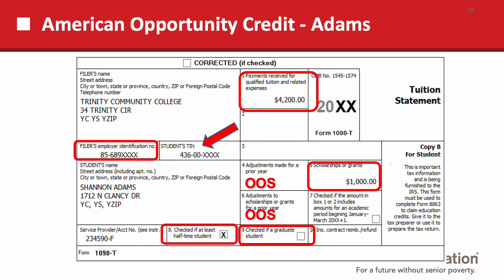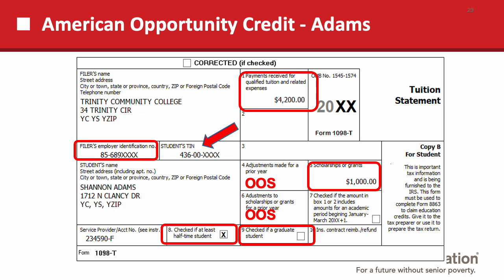Here's the 1098-T tuition statement from the school for Shannon. Sometimes you have parents sitting in front of you and they don't have the form. That's because it's the student's tax form and it has the student's social security number on it. Now, if no one claims Shannon as a dependent, Shannon could file a tax return and claim the education credit for herself. In this case, her parents are claiming her in their tax return, so only her parents are eligible to claim the education credit.